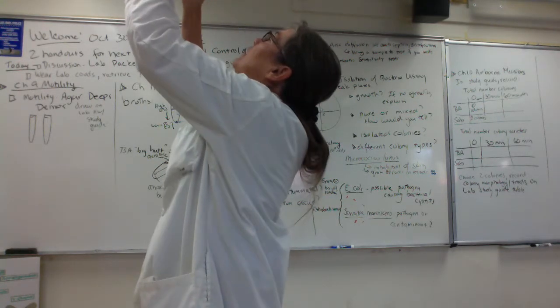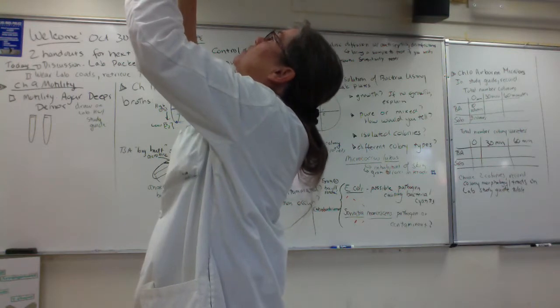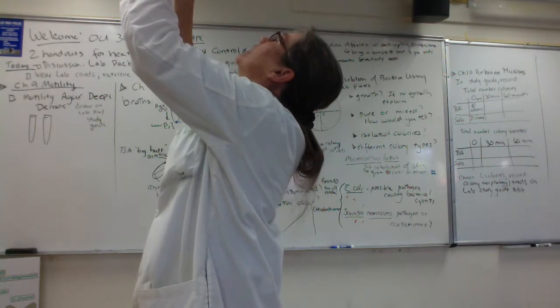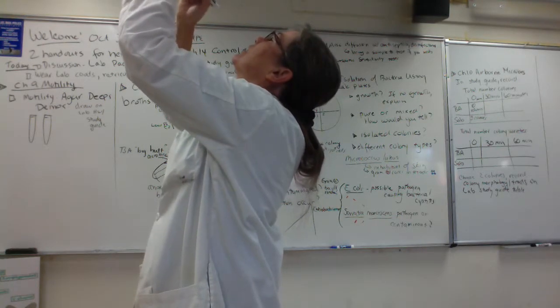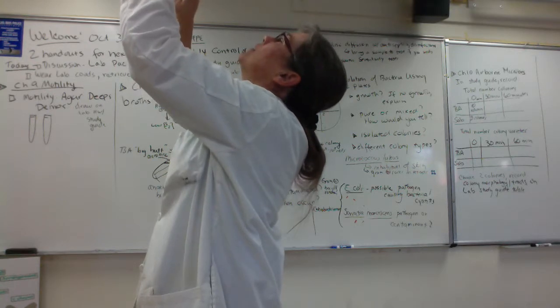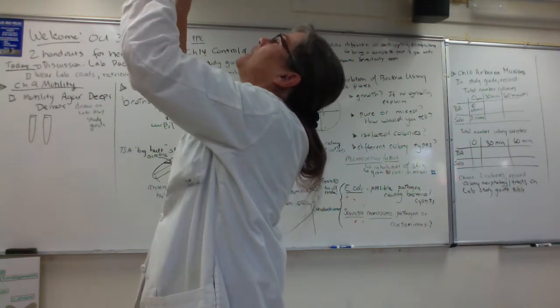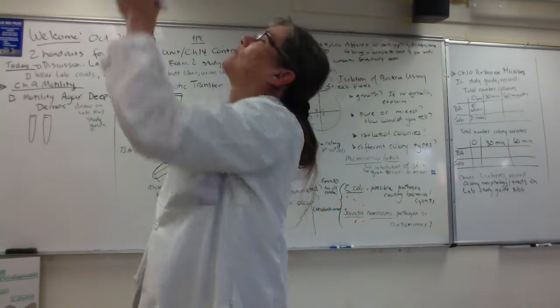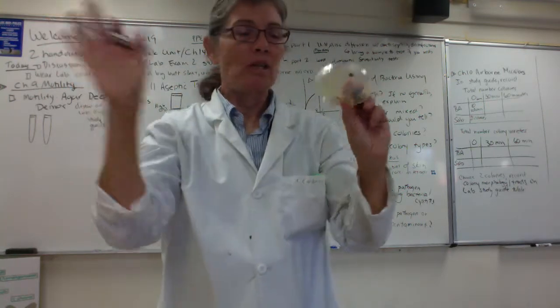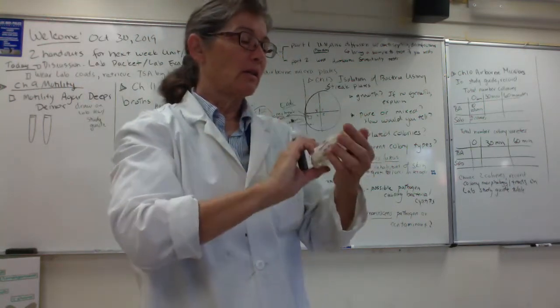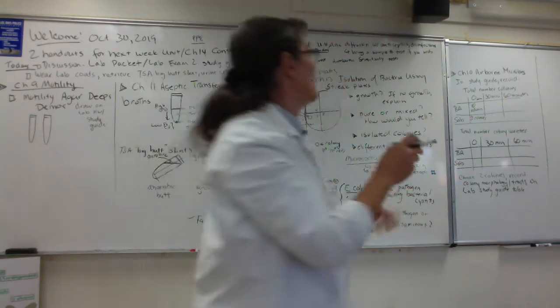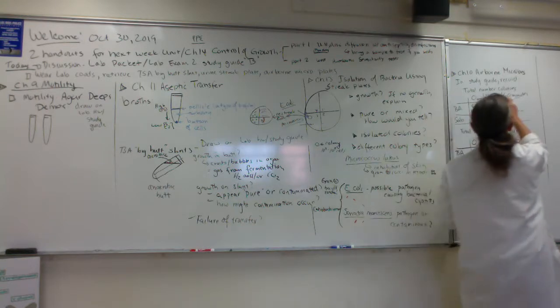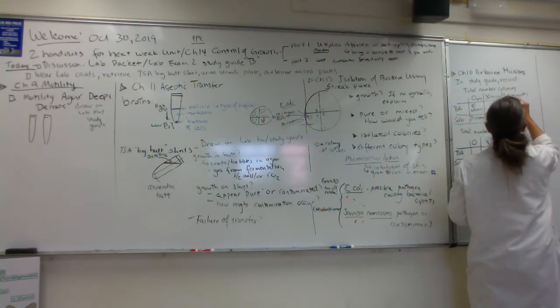Each little colony counts no matter how big or small. So 1, 2, 3, 4, 5, 6, 7, 8, 9, 10, 11, 12, 13, 14, 15, 16, 17, 18, 19, 20, 21, 22, 23. On this plate, I'm just making this up, I missed some, 23, 24, 25. Okay, on this plate, my total number of colonies, TSA 60 minutes, was 25.